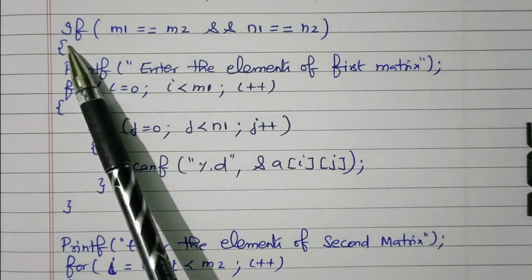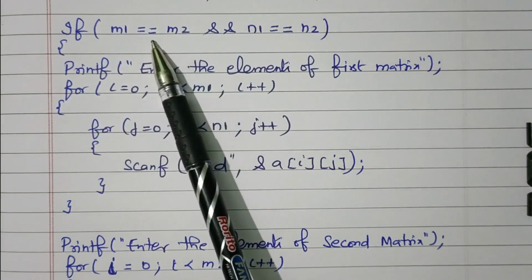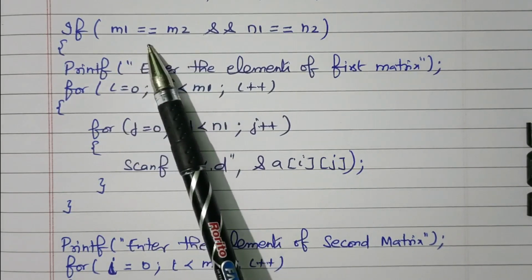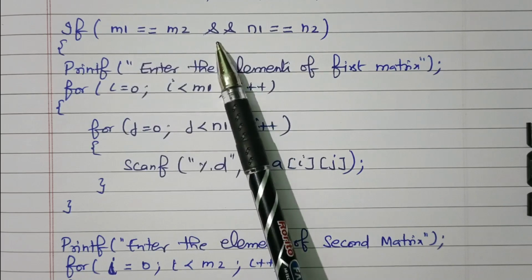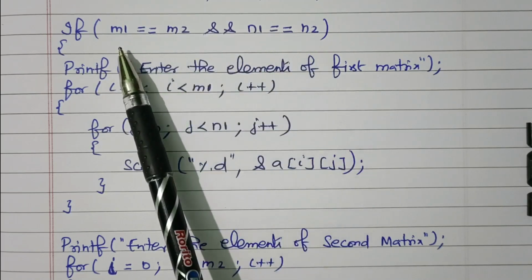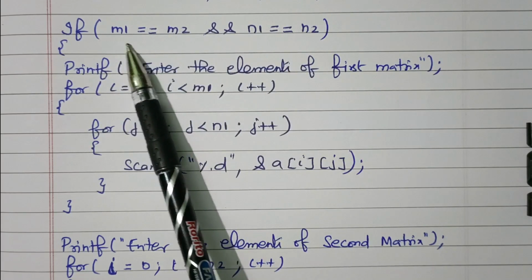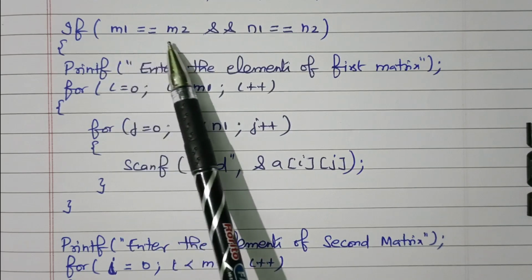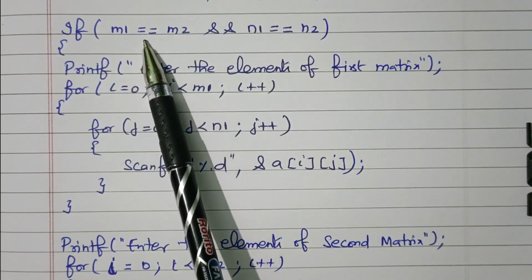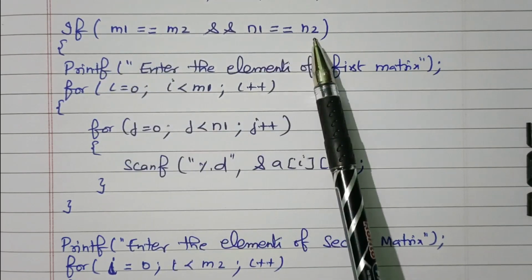For that we are going for an if condition. If m1 double equal to m2, this checks whether both are equal, right? And symbol, n1 double equal to n2. m1 equal to m2 with a single equal sign would mean the assignment operator. This double equal is the equality operator, checking whether both are equal. If m1 is equal to m2, it will give the value 1. Not equal means 0. Similarly n1 and n2.